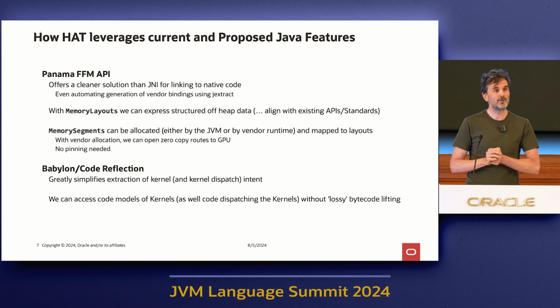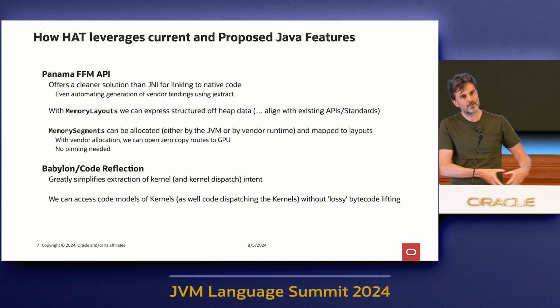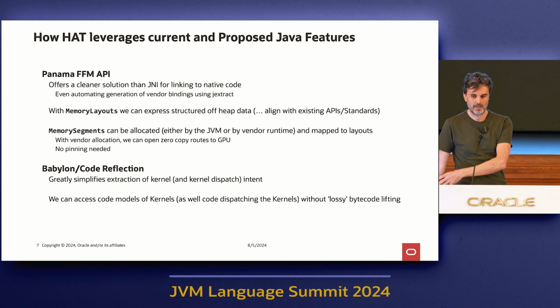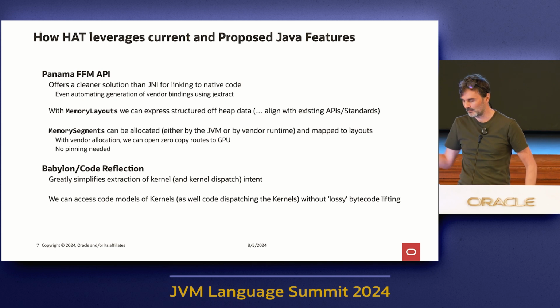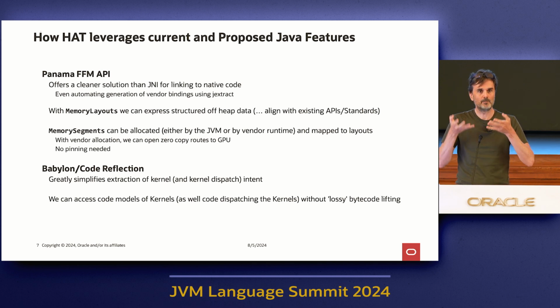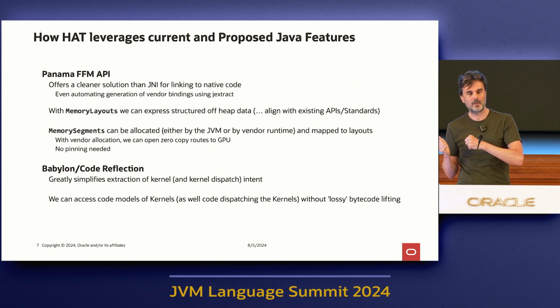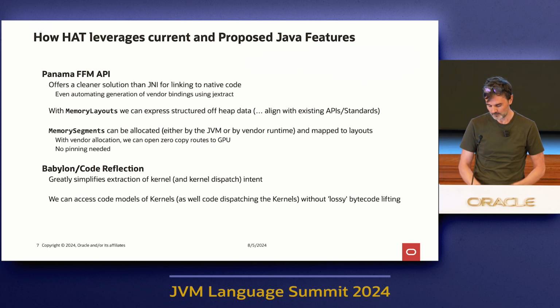And Babylon will give us the ability to translate symbolic descriptions of Java code into executable GPU code, a bit like what Steve talked about when I showed you those translation graphs. This will allow you to do it much more easily than lifting up bytecode or trying to operate on the AST of the Java source compiler.